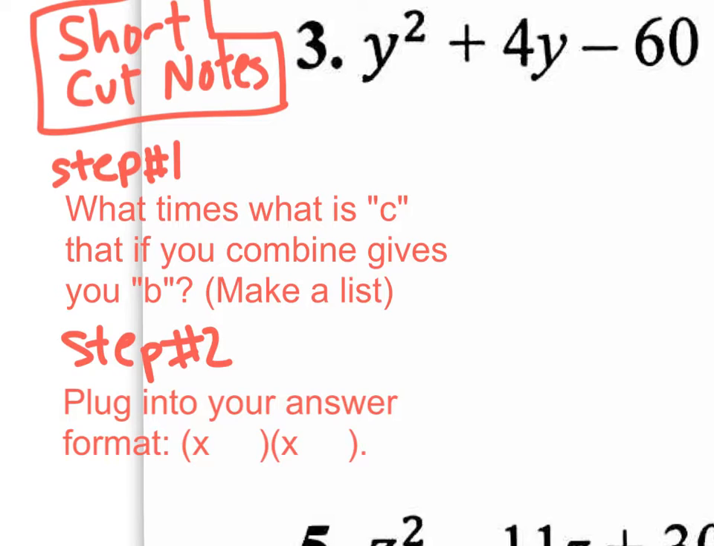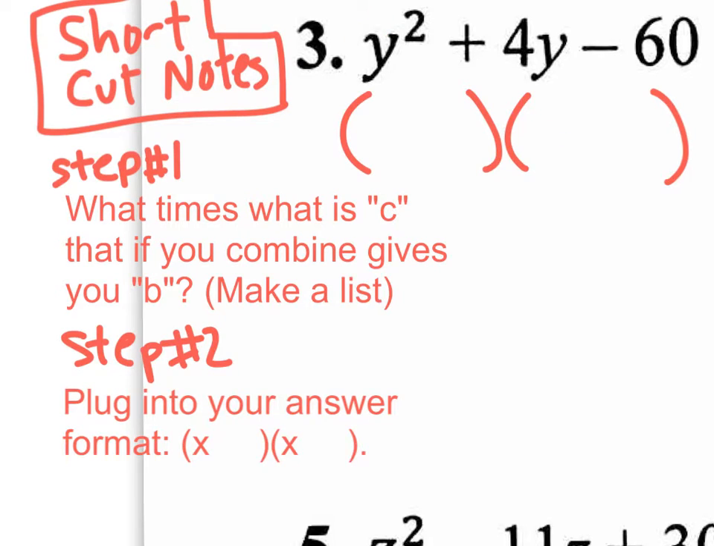Step 1 is simply to think what times what is C that if you combine gives you B, and you might have to make a list. But once you find that pair of numbers, all you got to do is plug it into your answer format. Now your answer format is going to be a binomial times a binomial. And most of the time we have x's. That's why down here I have x and x. But if you have y's instead of x's, you're going to have y's.